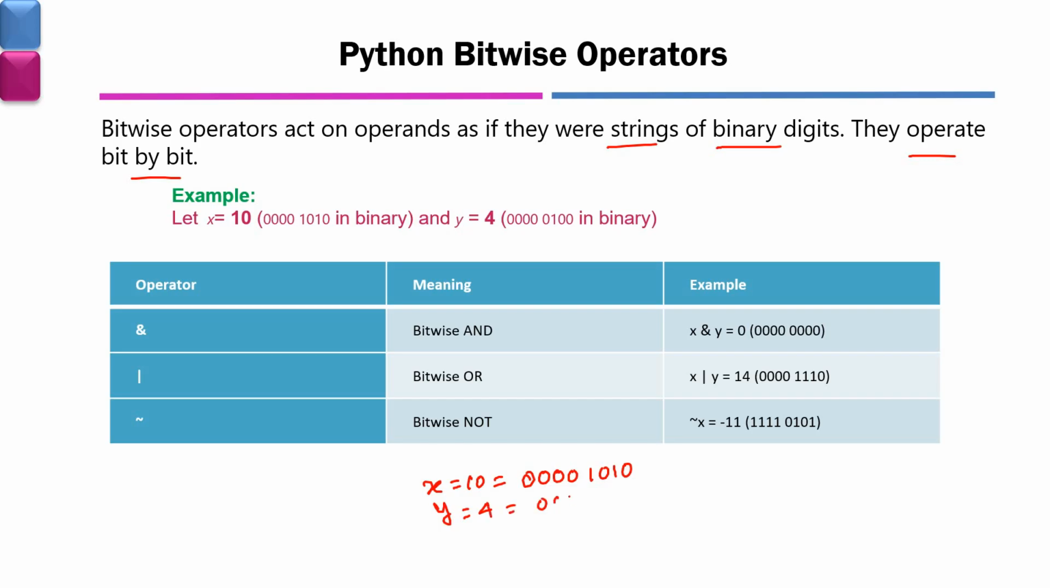Now it will do bitwise ANDing. So look at this. I am doing bitwise ANDing of x and y. That means I will take the first 0 and 0. 0 and 0 is 0. Then 1 and 0 is 0. Then 0 and 1 is 0. Then 1 and 0 is 0. And all zeros will be 0. So x and y will be equal to 0. Similarly, bitwise OR and bitwise NOT. Remember, it is doing a bitwise operation.